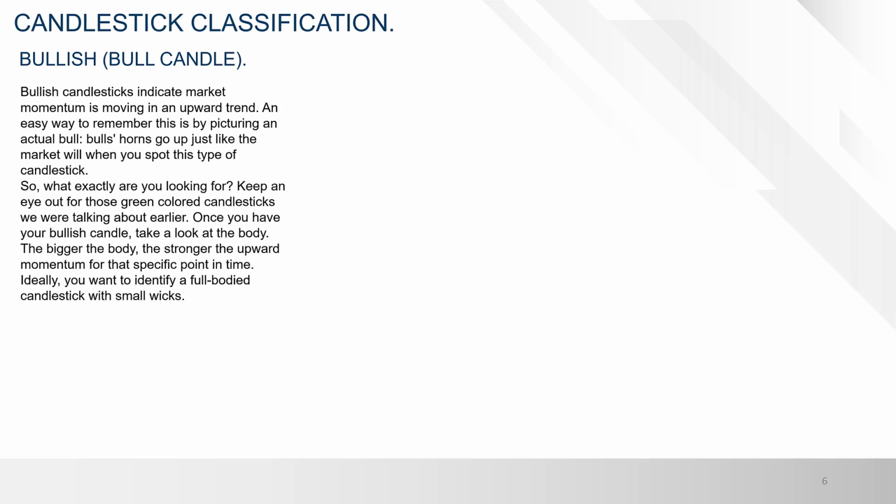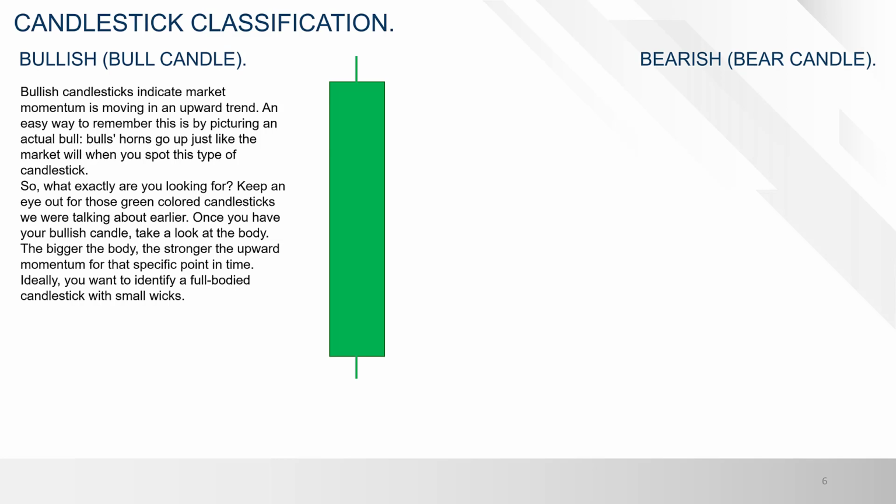So what exactly are you looking for? Keep an eye out for those green colored candlesticks we were talking about earlier. Once you have your bullish candle, take a look at the body. The bigger the body, the stronger the upward momentum for that specific point in time. Ideally, you want to identify a full-bodied candlestick with small wicks or none at all. This will definitely show you strong bullish momentum.